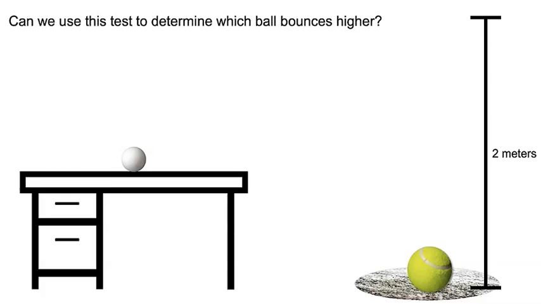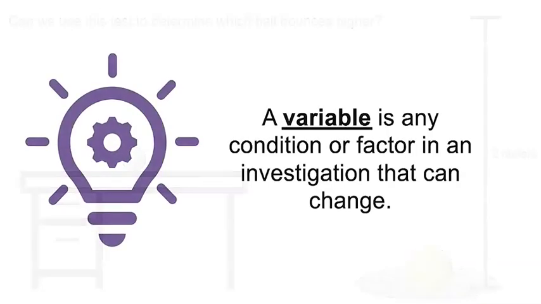There are too many differences between the way we dropped the table tennis ball and the way we dropped the tennis ball. We call these differences variables. In science, a variable is any condition or factor in an investigation that can change. In a fair test, we should have only one variable that changes. We should keep all other variables the same.